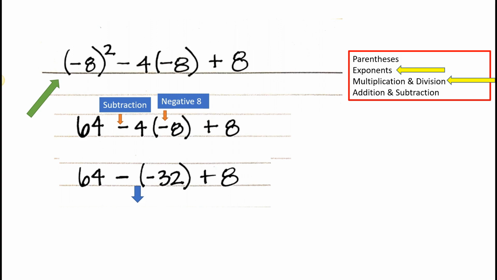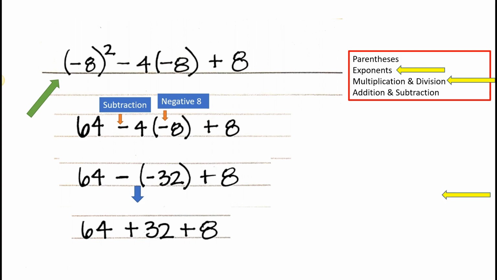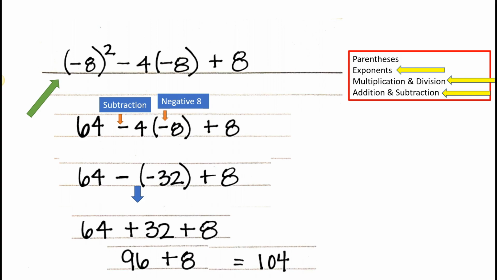Remember in our integer rules, we learned that when we minus a negative number, it's the same as adding the opposite or adding that number. So this really becomes 64 plus 32 plus 8. So now I'm on to my addition and subtraction. If I had both addition and subtraction, I would do them in the order I see them, left to right. But all I have is addition, so I'm just going to work 64 plus 32 as my next step. That's 96. Then I'm going to plus 8, and I'm going to get 104, and my final answer is 104.